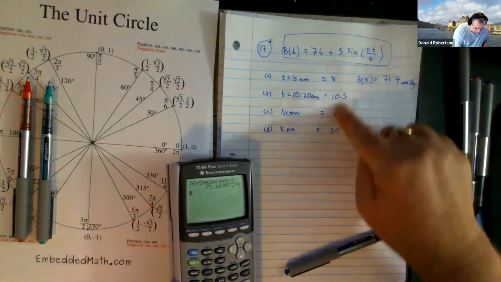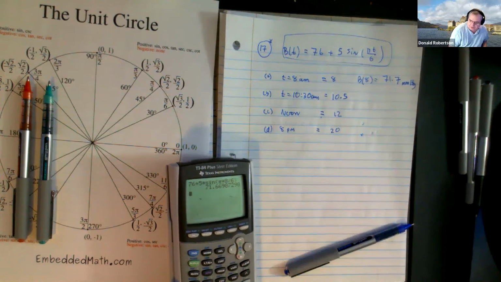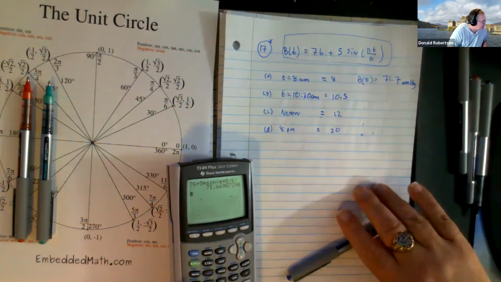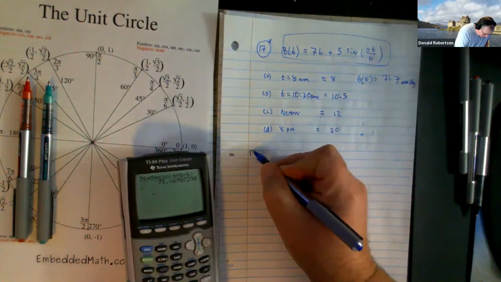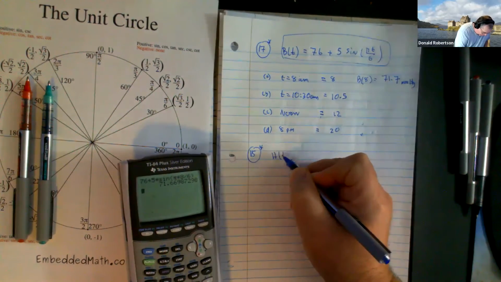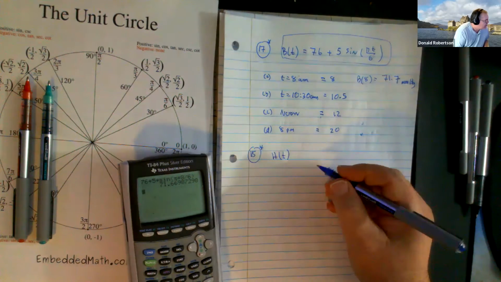Okay, would you be comfortable in getting the other 3? It's really just plug and chug. You got a formula, you plug in the number, you round it off. The second one is exactly the same idea, but the ugliest looking formula I've seen in a long time.